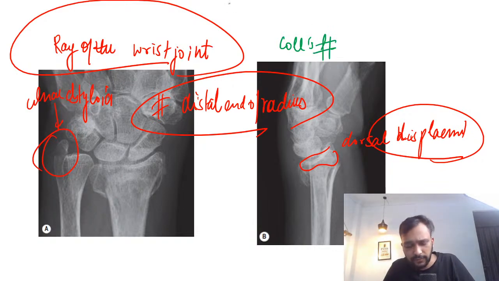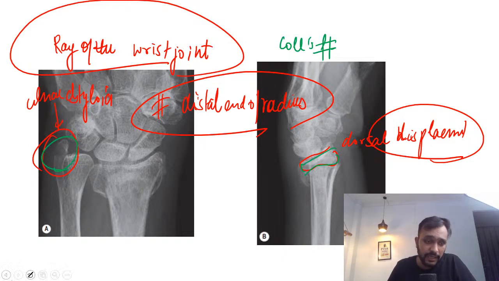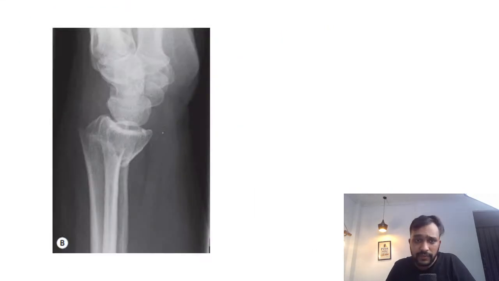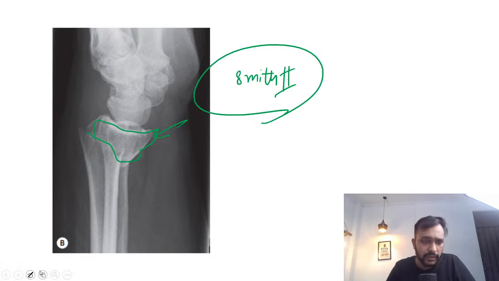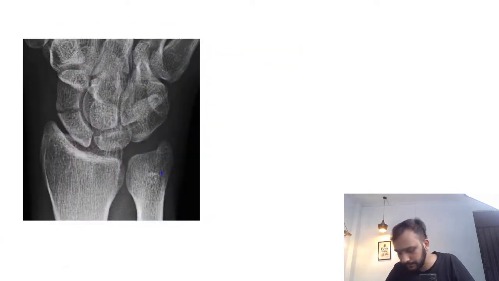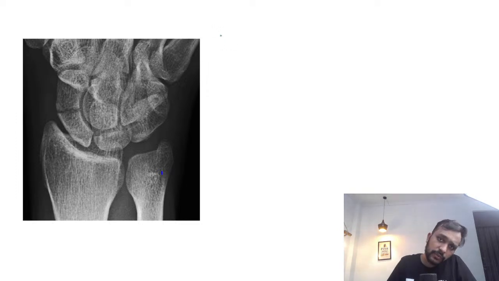So normally for Colles fracture we just remember that there is a fracture of the distal end of the radius, and there is dorsal displacement. There are a few things that we need to know. Dorsal displacement of the distal fracture segment, and there is fracture of the ulnar styloid process also. So guys, when this fractured segment is displaced anteriorly, it is known as Smith fracture or reverse Colles fracture.